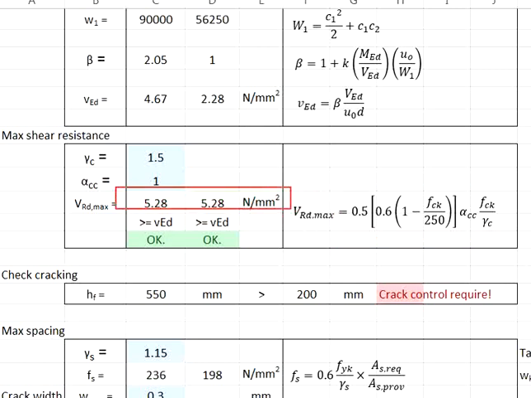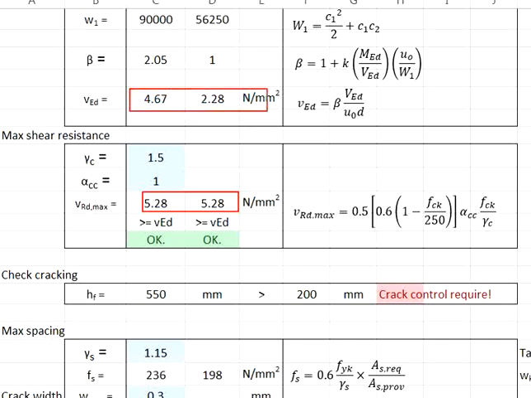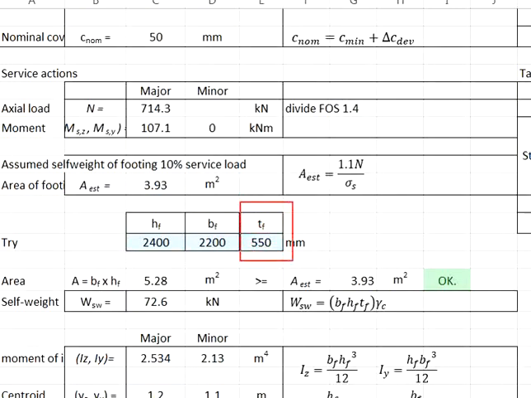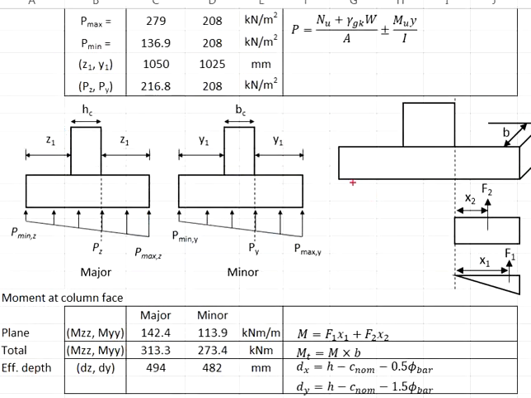Compare the resistance with the shear stress. If the resistance is greater than the shear stress, then you know that the maximum shear resistance is adequate. In the case that it is inadequate, you will need to increase the thickness of the pad footing that you proposed. Having the thickness of the pad footing increased, your effective depth shall increase.